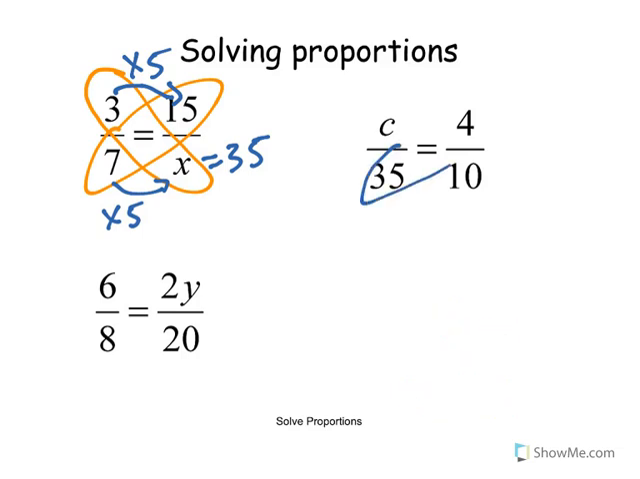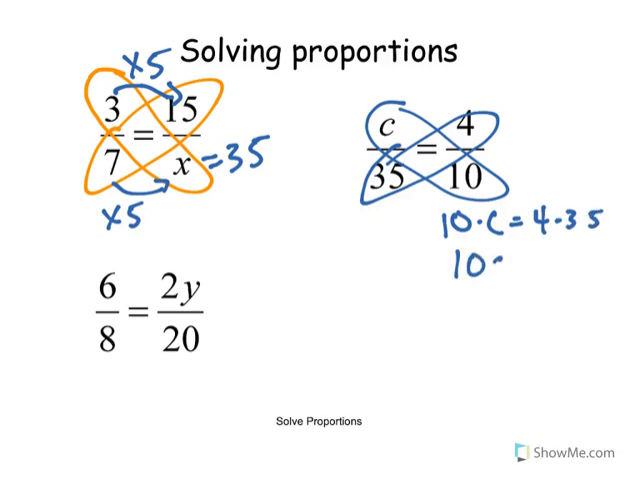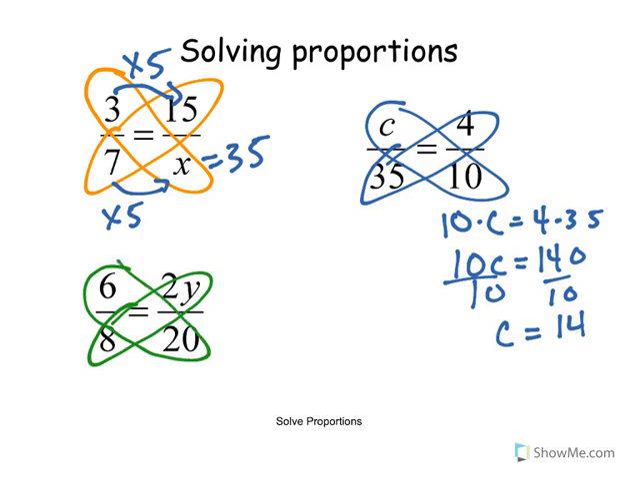All right, so let's talk about this one up here. Okay, so again, if I'm cross multiplying, I've got 10 times c is equal to 4 times 35. So I get 10c is equal to 140, so c is equal to 14. And if you wanted to use one of those more sophisticated strategies, to get from 10 to 35, you multiply by 3.5. So to get from 4 to c, we multiply 4 by 3.5, and that would give us 14 as well. All right, with this one here, we're going to do the same exact thing, right? I know that 6 times 20 must be equal to 8 times 2y, which means 120 is equal to 16y.